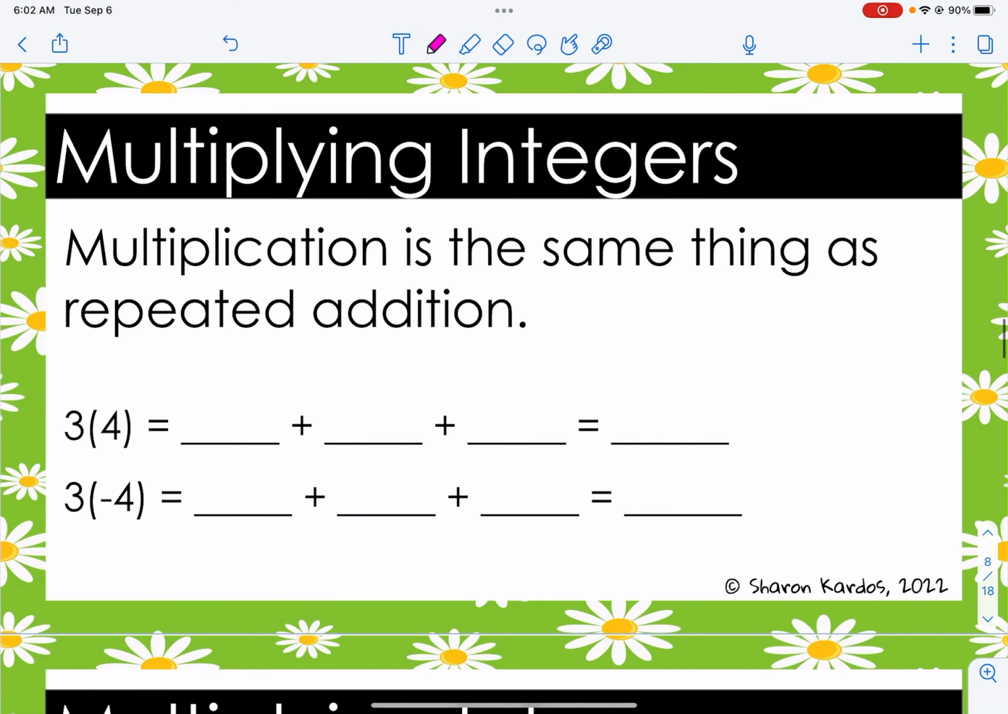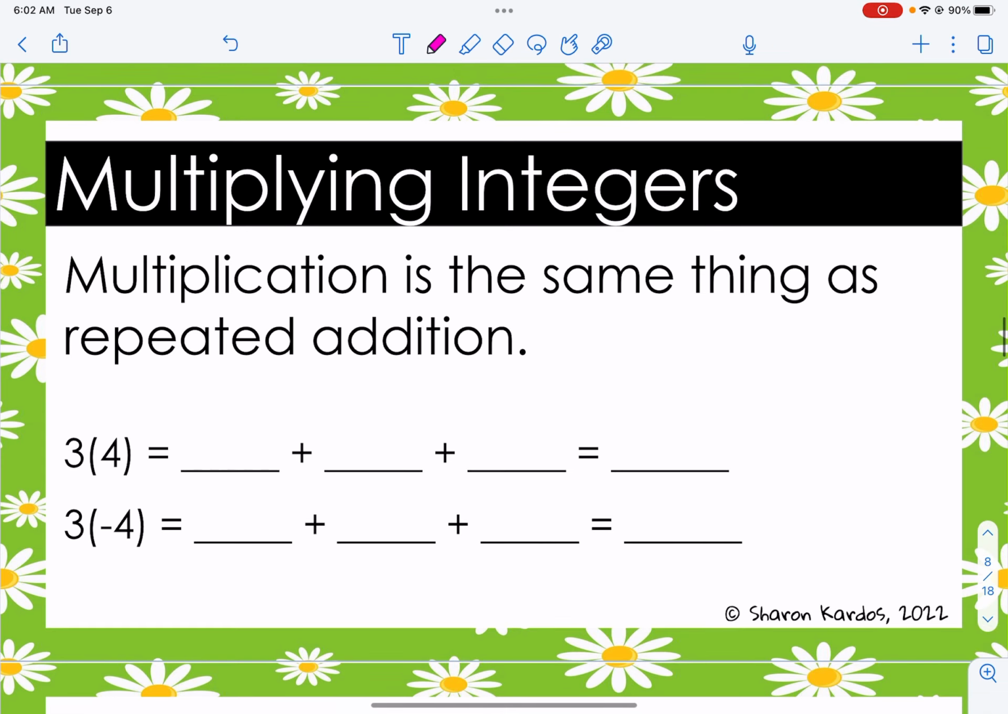So we can think of multiplication as the same thing as repeated addition. Hopefully you learned this in elementary school, but if you didn't, let's just go over it one more time. So multiplication is the same thing as repeated addition. So 3 times 4, in this case, these parentheses mean multiply. And I know that these parentheses mean multiply because there's nothing in between the 3 and the parenthesis. So I know I'm multiplying 3 times 4.